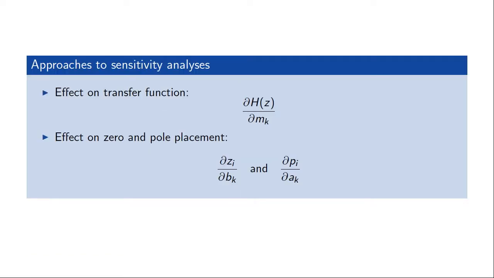So there are two quantities that we can consider in this case. One would be the effect on the transfer function itself, so H(z). And a typical way of doing this would be to look at the derivative of the transfer function with respect to the parameter of interest. So m_k here is an arbitrary multiplication in our circuit and can, in the ARMA model, be either b_k or a_k. Or we could instead look at the zero and pole placements by looking at how the zeros are affected by changes in the parameters b in the feed-forward part of the ARMA model, and how the poles are affected by the coefficients a_k, so the feedback parameters in the AR part of a general ARMA circuit.